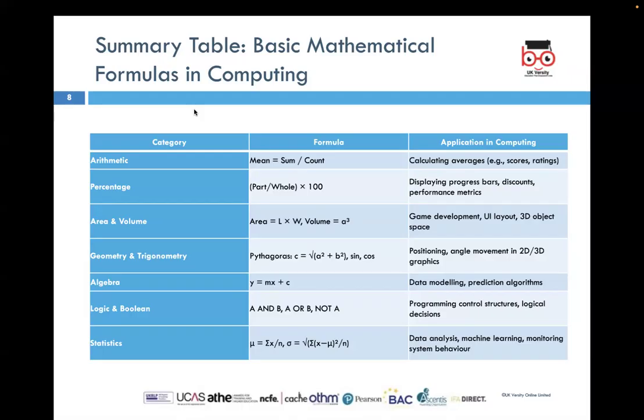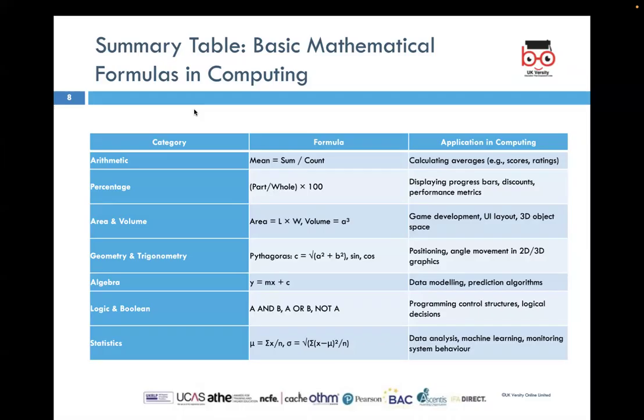Percentage, again, this is part divided by whole times 100. That's how you usually work out percentages in mathematics. And then the application in computing is displaying progress bars, discounts, and performance metrics. Area and volume, so area equals length times width, and volume equals area cubed. This is used in game development, UI layout, and 3D object space.